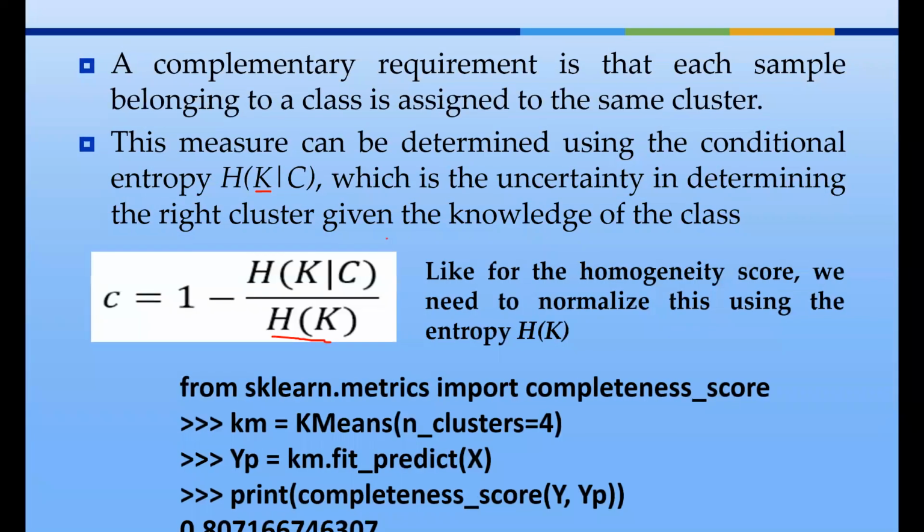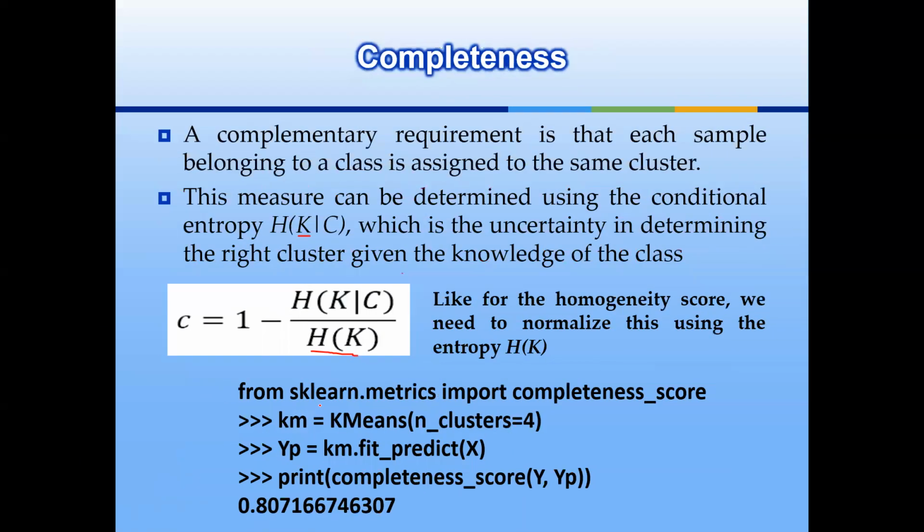From sklearn.metrics import completeness_score. So my inbuilt function name is completeness_score. Then create the object of k-means here for 4 clusters. Then again use the same method to predict the cluster label for the given data set. So yp equal to km.fit_predict(X), right? My k-means model will predict the cluster label for the set of records in the X data set. So YP will be my predicted value.